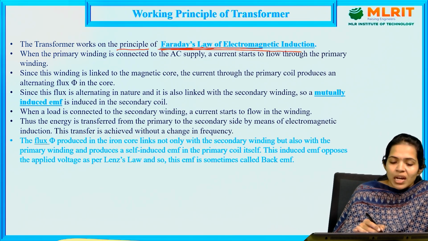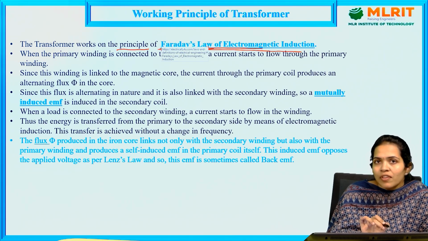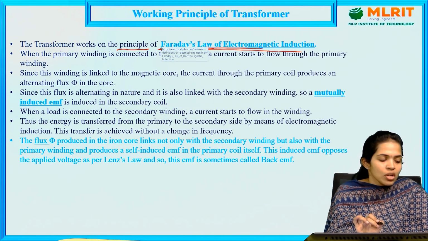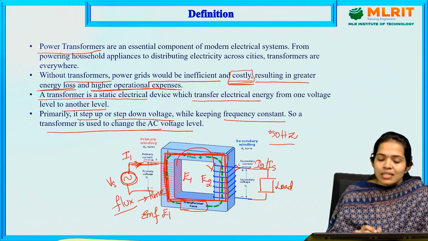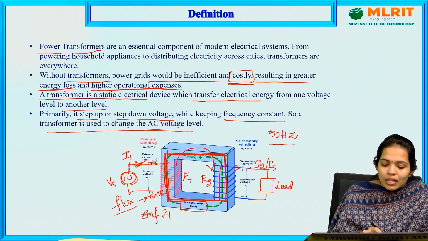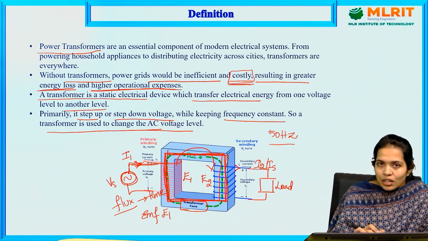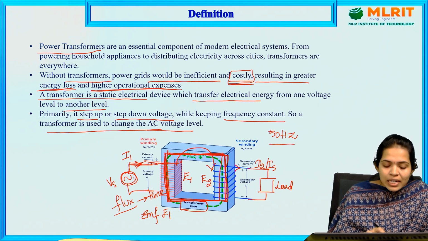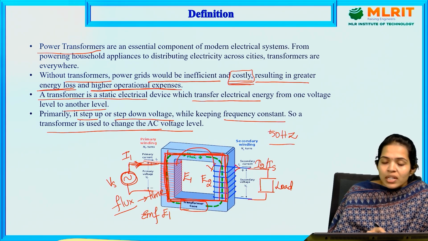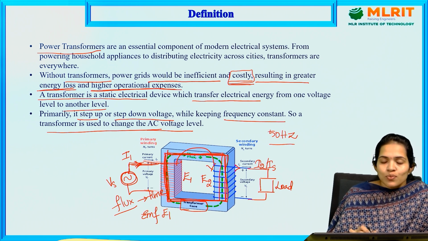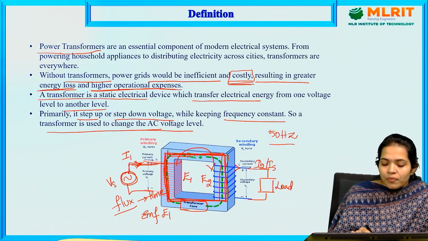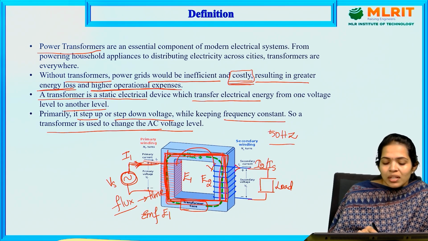So the principle behind the working of the transformer is nothing but Faraday's laws of electromagnetic induction. So here this law is basically seen in the primary winding. Here this winding is nothing but the current carrying conductor to which an alternating supply is given. So this alternating supply will set up an alternating flux in this magnetic core. So this magnetic core, as it is common for both the primary windings and the secondary windings, the flux will be flowing from the primary circuit to the secondary circuit in the magnetic core.